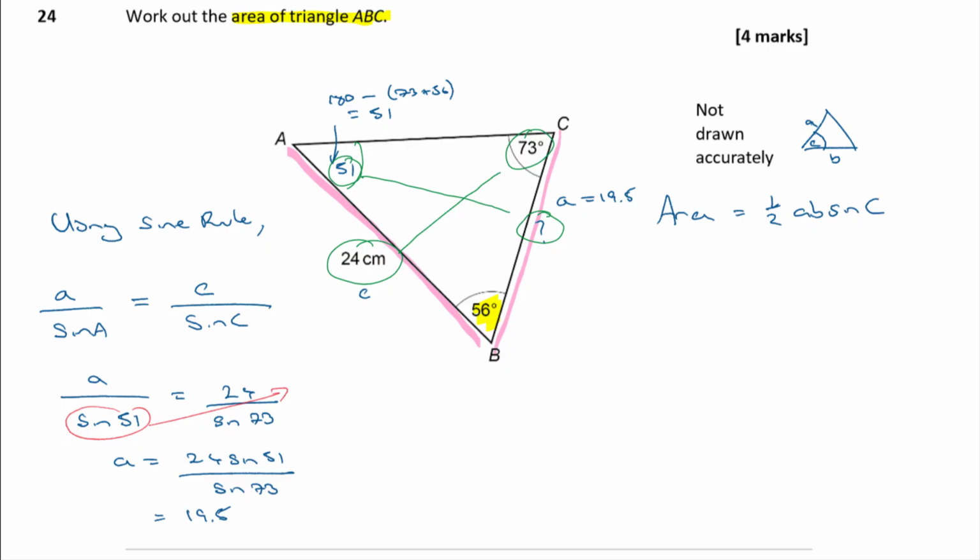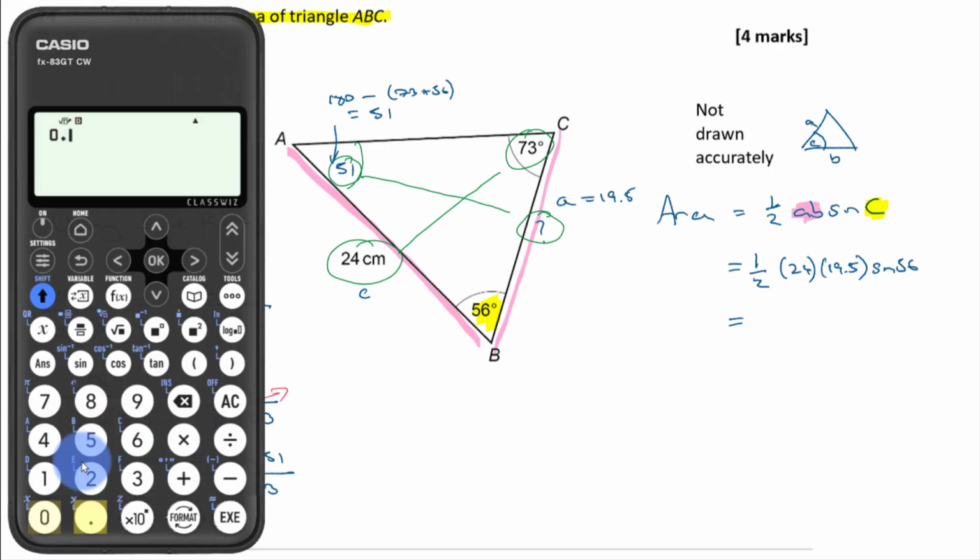We know the included angle is 56 and we know the 2 other sides either side of it. So subbing those in, a half times 24 times the 19.5 I just found times the sine of 56. Okay, so tapping that into the calculator, I'm going to type in 0.5 times 24 times answer, because I want the full accuracy of my last answer, and then times the sine of 56, close bracket. What's that then? That comes to 194.